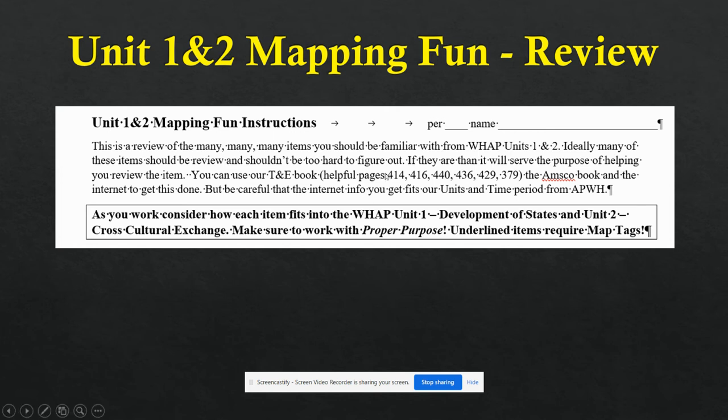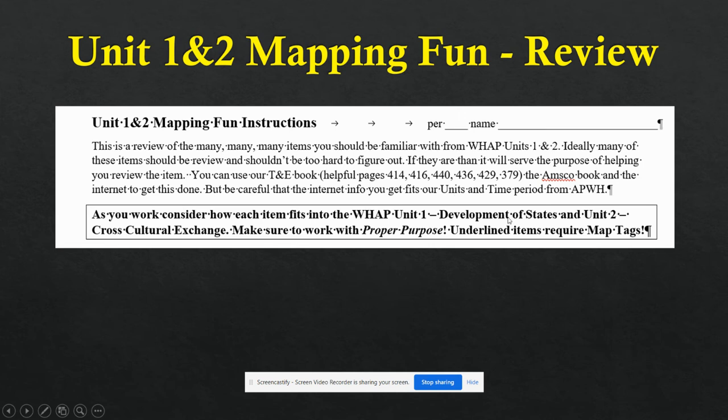Okay, I listed a couple helpful items right here, pages in the book, and also listed that your AMSCO book will be very helpful. If it's not in the Traditions and Encounters book, it is definitely in the AMSCO. You can also use the internet to help you out because a lot of these things are already listed there. Make sure you're looking for AP World stuff. Don't just be that silly goose that writes down whatever they find. Don't be a Paco. You have to think a bit.